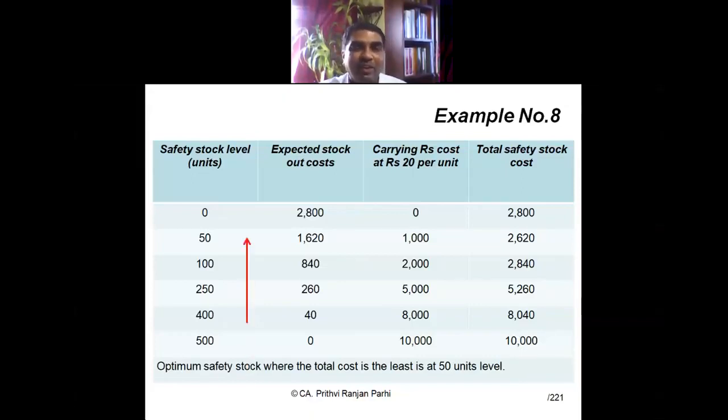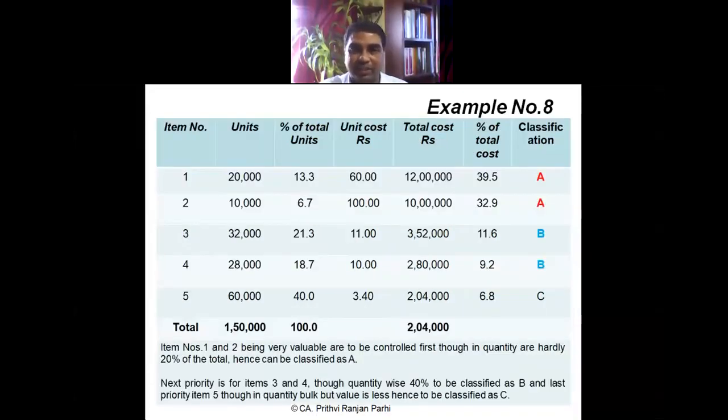If I keep on increasing the safety stock level, my stock out cost will be reducing, but my carrying cost will be increasing. But I have to look at the total cost. Total cost is minimum here. If total cost is minimum, I have to keep 50 units as safety stock. So this question you must solve, and must understand this concept.